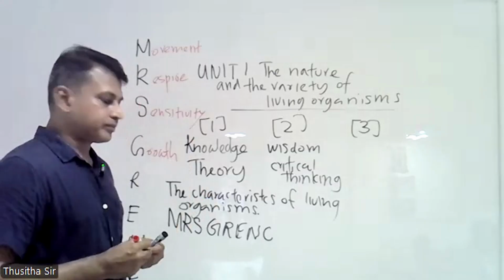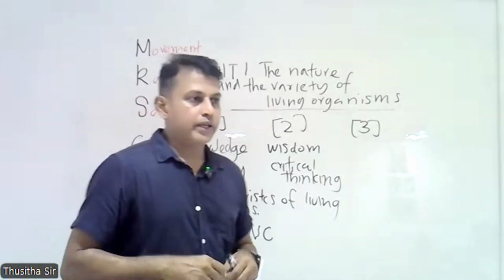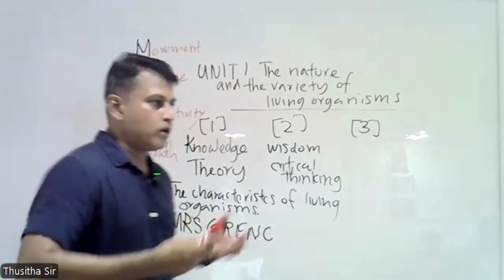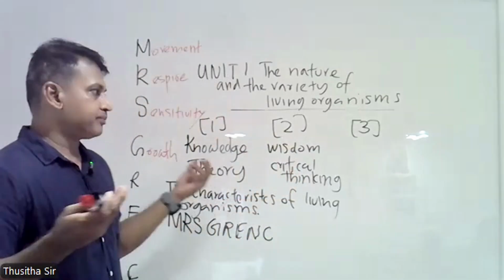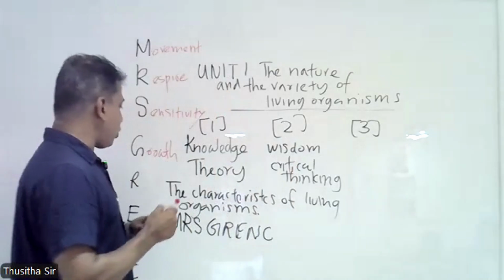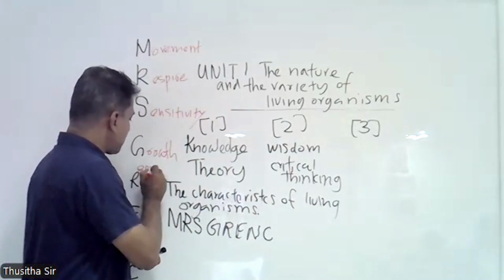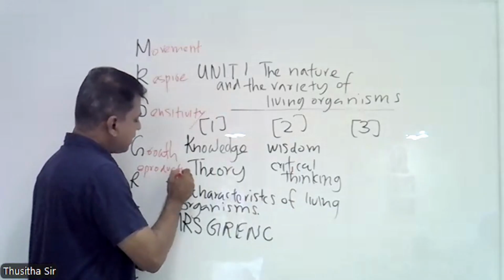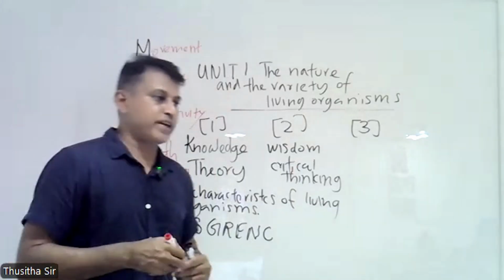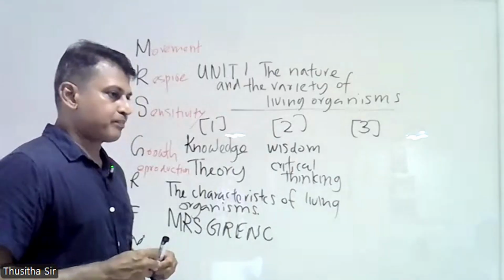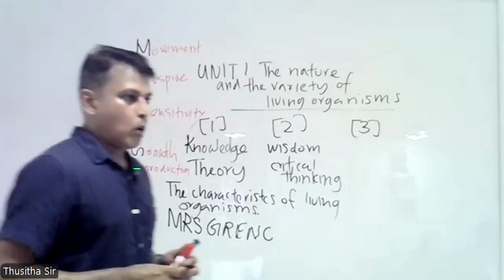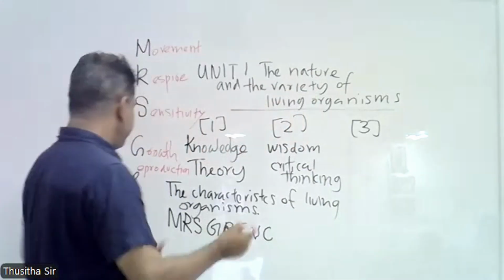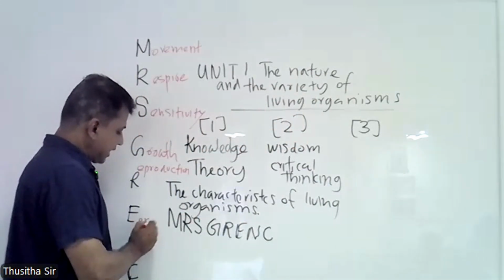Growth means increasing in body mass. So all organisms try to show some increase in body mass. And all organisms reproduce. Reproduction: increasing the number of organisms. So all living things increase their number. And E, excretion.